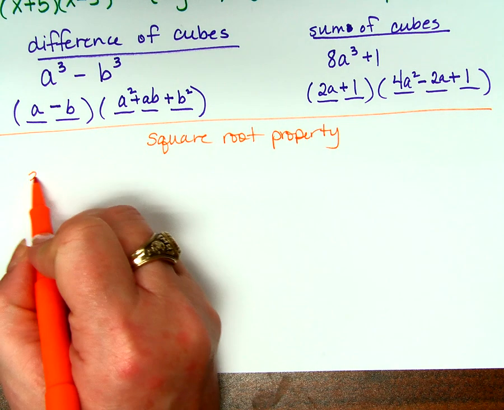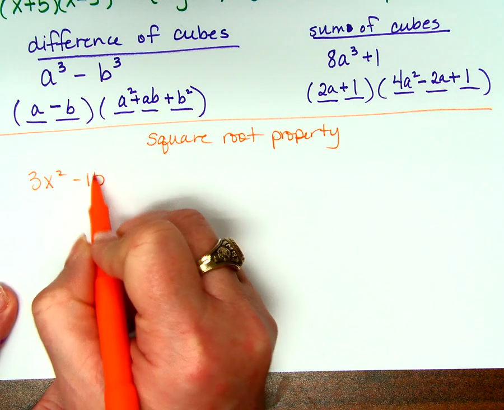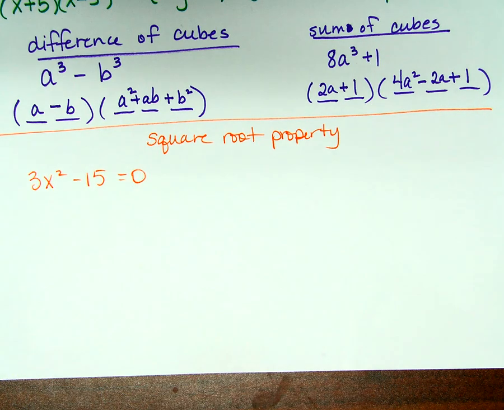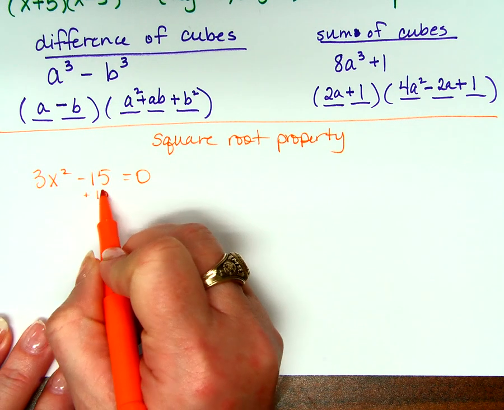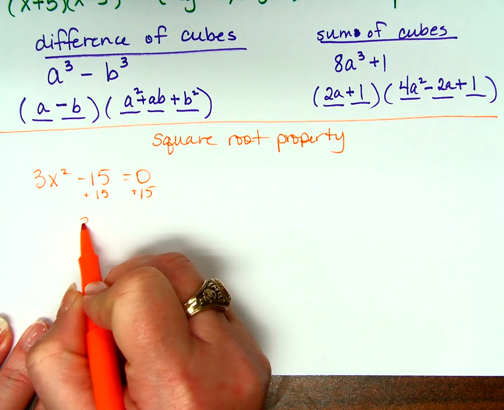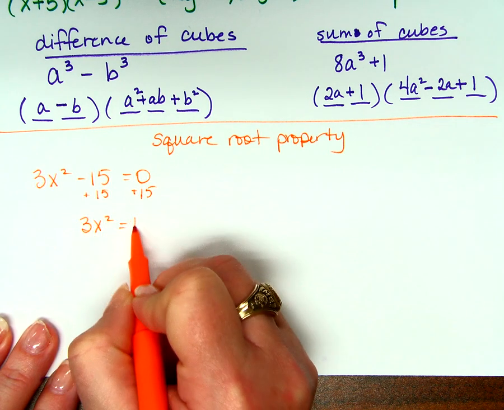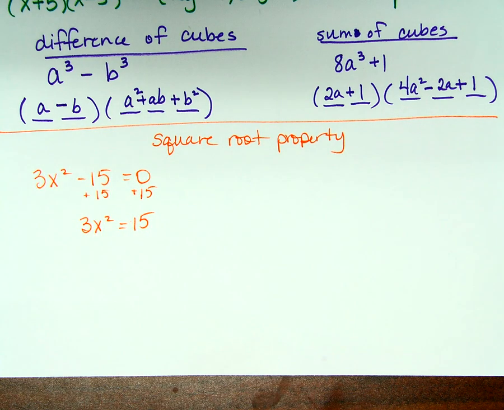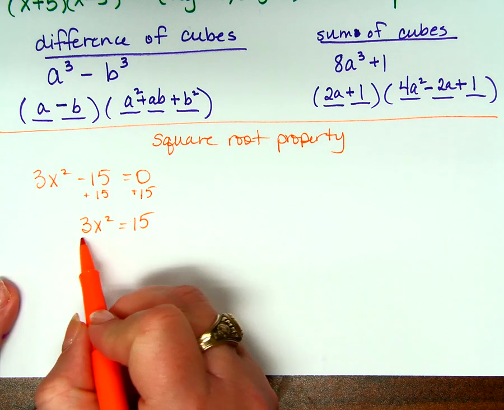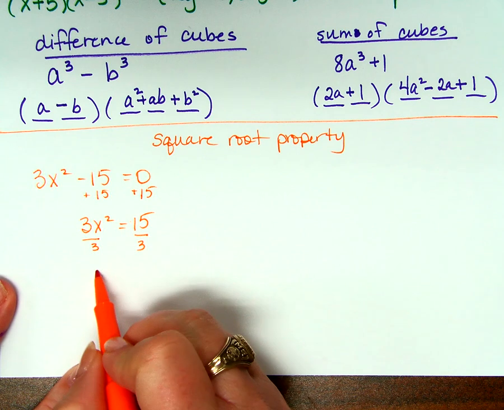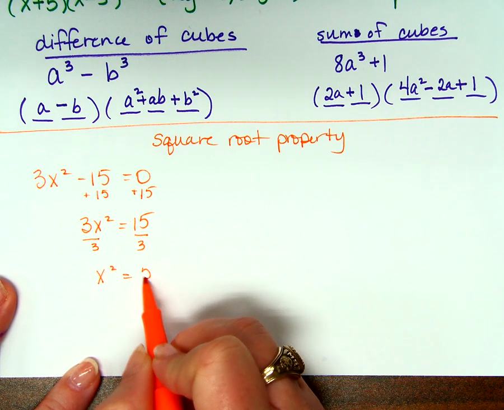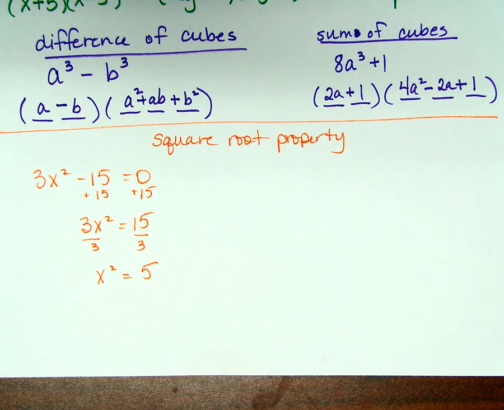So if I say 3x squared minus 15 equals 0, can we solve that quadratic? Well, what do we do first? Correct. If I add 15 to both sides, I get 3x squared equals 15. Next. Divide both sides by 3. Yeah, exactly. So I get x squared equals 5. How do I undo a squared?